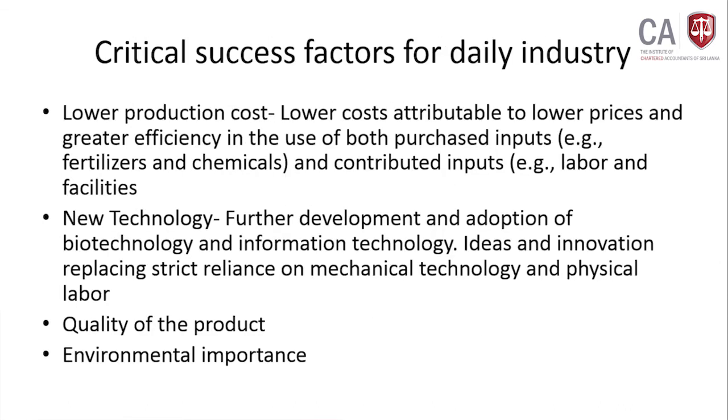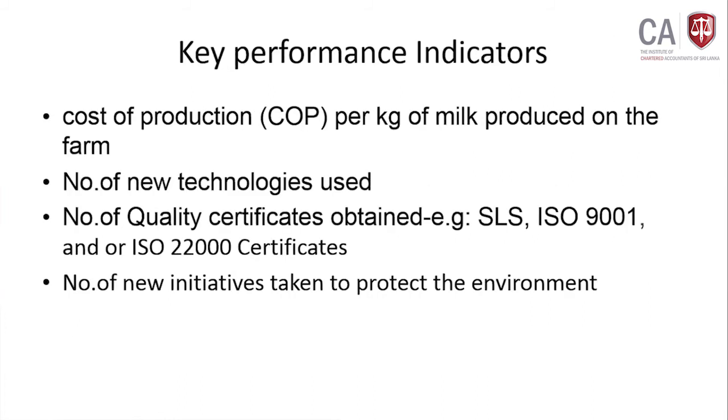Then at the end we can check how many new technologies are actually applied. Then the third one is quality of the products. Here I am going to identify the KPI: number of quality certificates obtained. For example, you can set a target of obtaining 2 quality certificates, for example SLS, ISO 9001, ISO 22000. These are some examples.